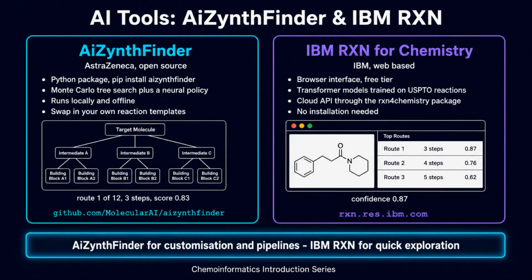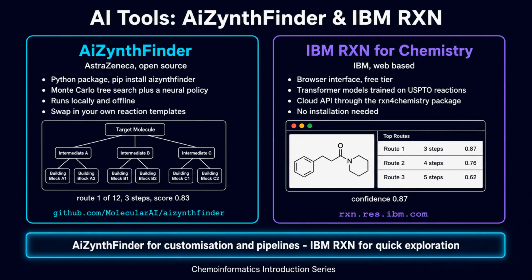Two powerful tools make AI-driven retrosynthesis accessible. AiZynthFinder, developed by AstraZeneca and released as open source, uses Monte Carlo tree search combined with neural networks to explore the retrosynthesis tree. It runs locally on your computer, works offline, and can be customized with your own reaction templates.